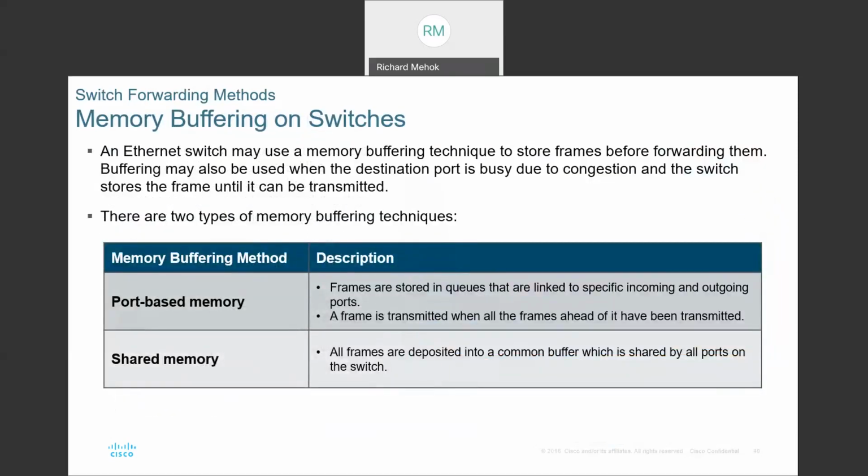Memory buffering: we can do port-based memory buffering, or we can do shared memory buffering. Port-based would mean that the switch would allocate each port a specific, equal amount of memory, and then the shared would be a common memory buffering area. So port-based you'd want to use if you know your data frame rate is consistent across all your end devices. Shared memory you would maybe use with a server, which is going to need a lot more memory because it has much more layer 2 traffic on it.